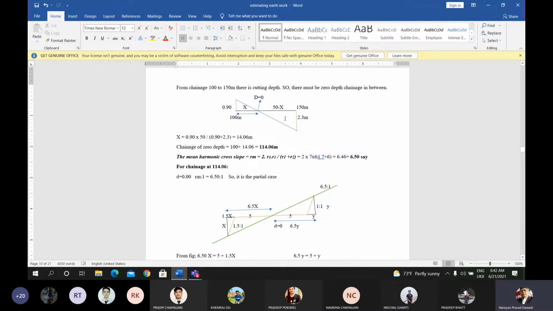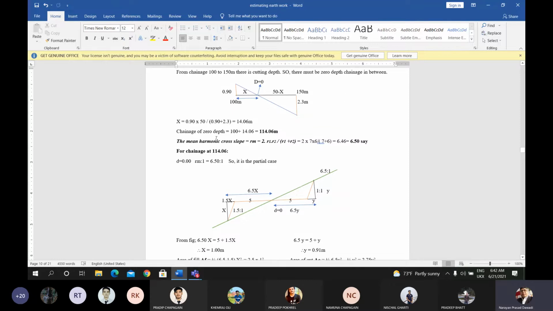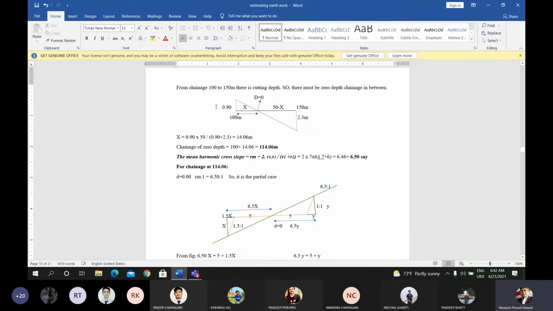Now use the similar triangle property. Then x will be 0.90 into 50 divided by 0.90 plus 2.3. You will get the value of 14.06 meters. That is, x is 14.06 meters. The chainage of d equal to 0 will be 100 plus 14.06. You will get the value of 114.06 meters.